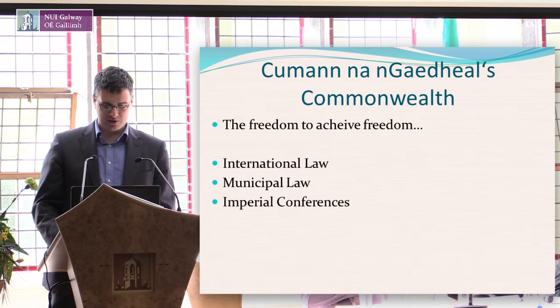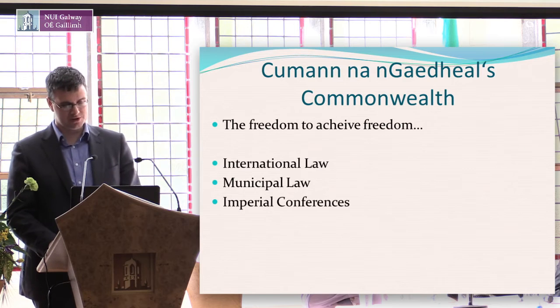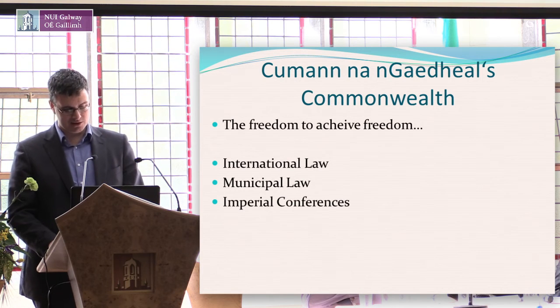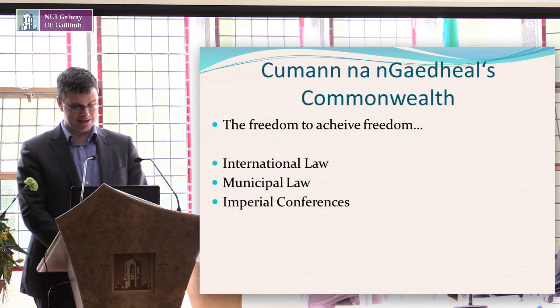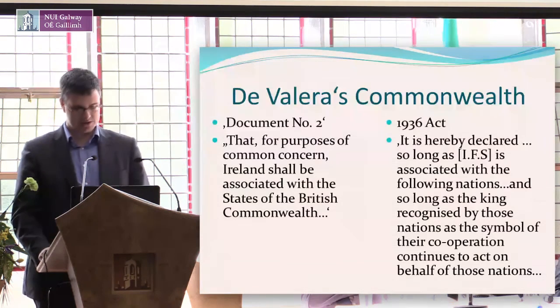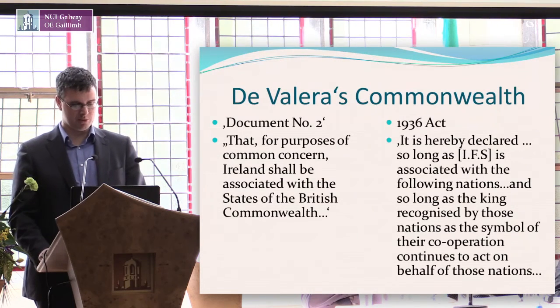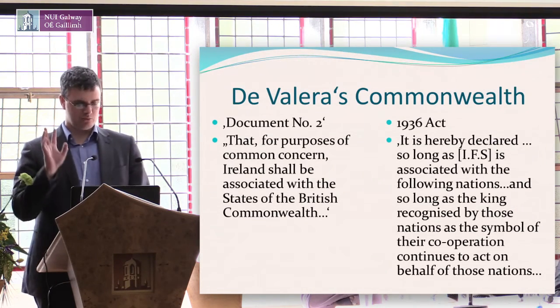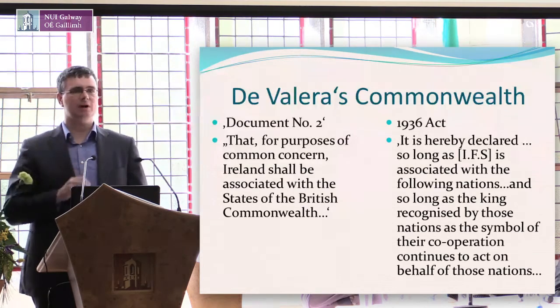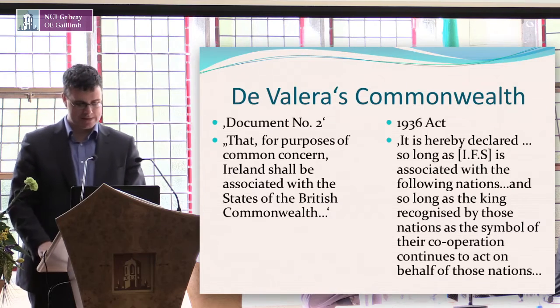Between 1932 and 1948, Ireland, either as a free state or as Ireland, pursues a policy of isolation. The ultimate aim of De Valera had been outlined in 1921, that Ireland would become an external associate of the states of the British Commonwealth. This is what is referred to as document number 2. And I've given, if you can see it, that for purposes of common concern, Ireland shall be associated with the states of the British Commonwealth.